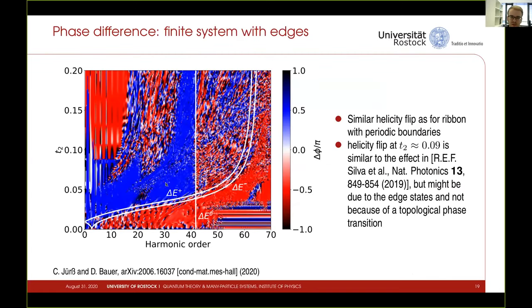In my title, I also mentioned finite systems. For now, these are just, if you wish, infinite, so with periodic boundary conditions. But now, with the system with edges, we see the same effect here, that the helicity flips around these two lines, delta E plus and delta E minus, as long as they are smaller than delta E 0. But you also note this other effect here, where the helicities or the ellipticity changes at some certain T2. So if you increase T2 here, you see that at some certain harmonic orders, the helicity also flips. And this is related or very similar to the effect that Silva et al. has observed. But in this system here, there's no topological phase transition at this point.